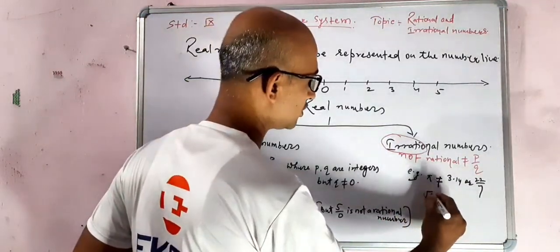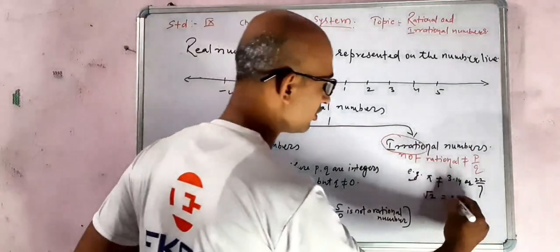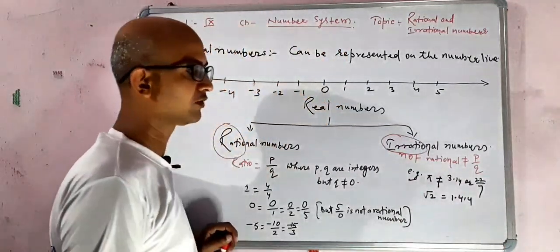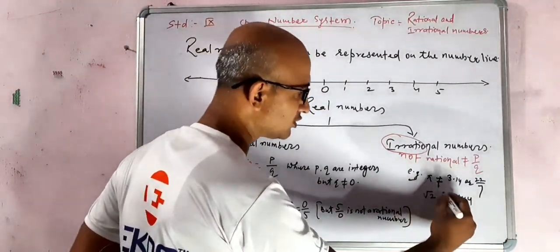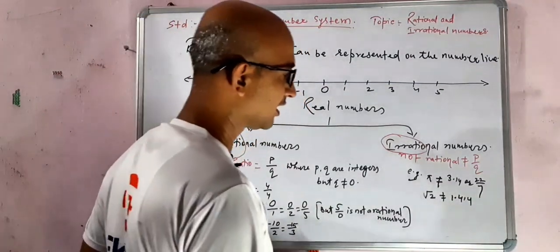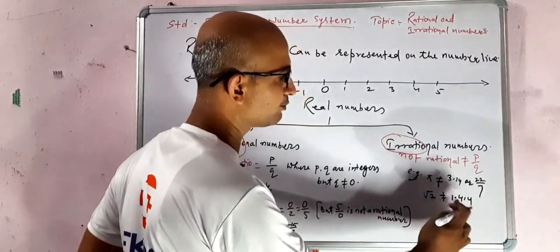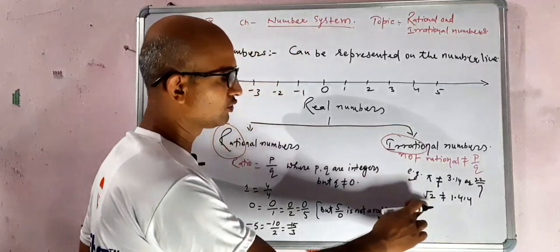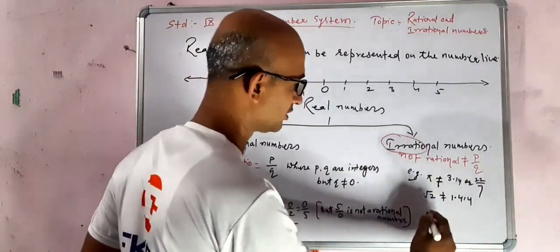Root 2. Only for our ease of calculation, we take its value equal to 1.414. In fact, root 2 is not equal to 1.414. That is, root 2 cannot be expressed in the form of p by q. Therefore, we can say that root 2 is also an irrational number.